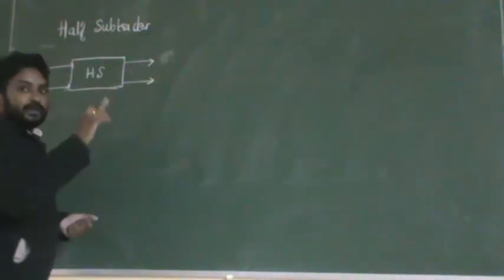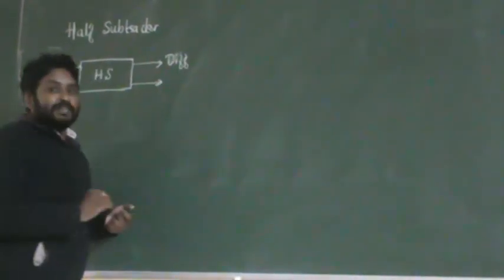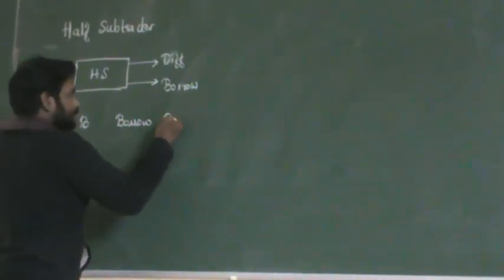The block diagram of the half subtractor looks like this. For the full subtractor there will be 3 inputs. For the half subtractor there will be 2 inputs, and the names of the inputs are A and B. There we were writing sum and carry. Since we are subtracting, the result is called difference, and instead of carry you have to use the name borrow. Don't be confused. The truth table looks like this: borrow and difference.